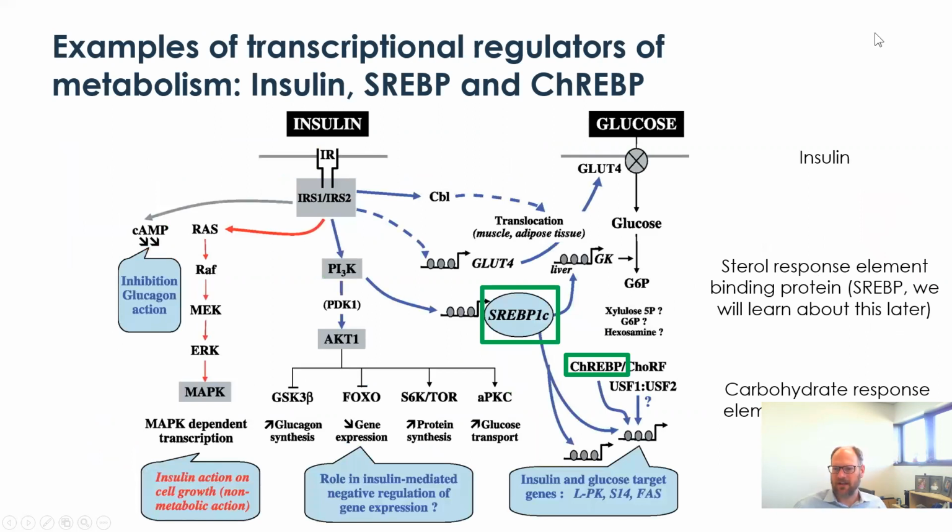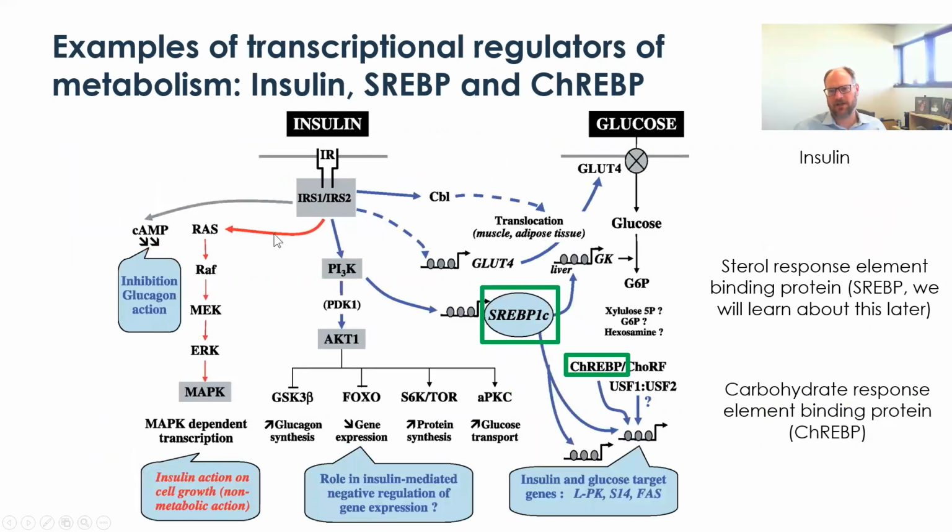So that's a prokaryotic example. In eukaryotes, especially in vertebrates, there are a lot of other transcriptional regulatory mechanisms at work. So insulin, which we've been learning about, this insulin signaling pathway, is a good example.